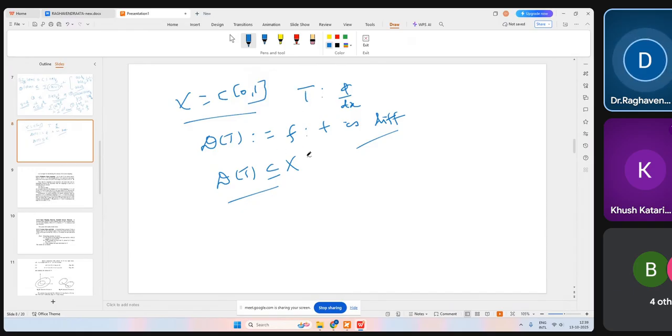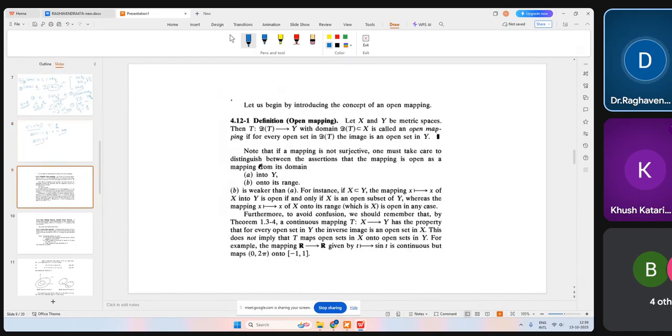But every differentiable function is continuous. So domain of T will be strictly contained in X. X is nothing but continuous functions. That is what he says here. So T is a map from the domain of T into Y, with the domain contained in X, is called an open mapping if every open set in DT, please note every open set in DT, the image is an open set.